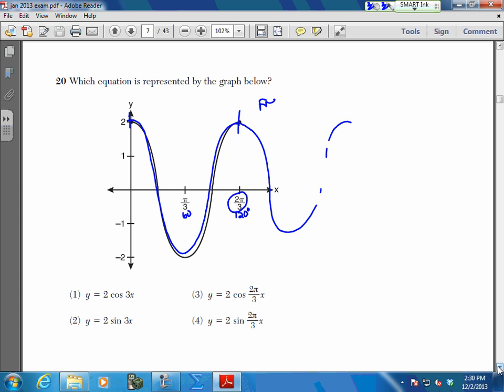So your frequency is 1 over here in 120 degrees. So if my cycle is out of 360, then my frequency, therefore, is 3. My period, let's make this my period. My period is 120. It takes 120 degrees to complete one cycle.